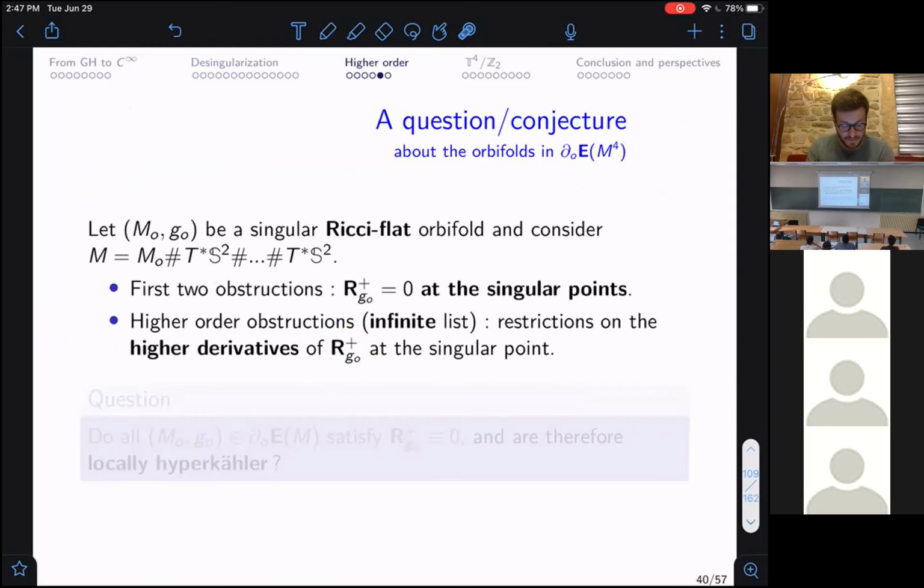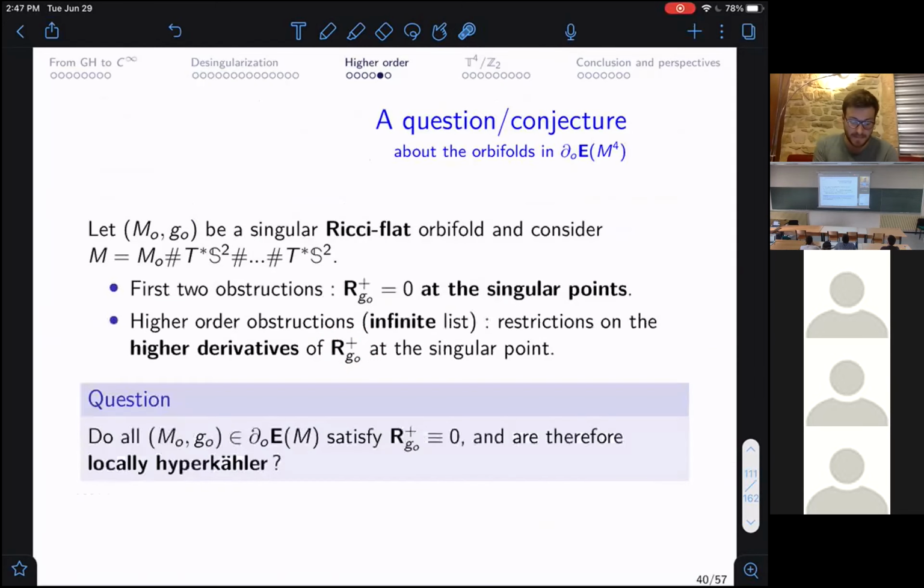And if so, that would show that your limit has to be locally hyperkähler. That would be the very long-term question. Maybe I don't want to call it a conjecture at this step, but if you have a limit of Ricci flat metrics bubbling out Eguchi-Hanson metrics, does it have to be hyperkähler? That would be the question here. And this is true up to second order by the previous theorem.